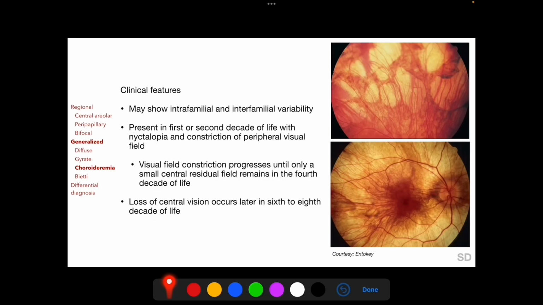macula. Patients with choroideremia present in the first or second decade of life with nyctalopia and constriction of peripheral visual field. Visual field constriction progresses until only a small central residual field remains in the fourth decade of life. Loss of central vision occurs much later, in the 6th to 8th decades of life.